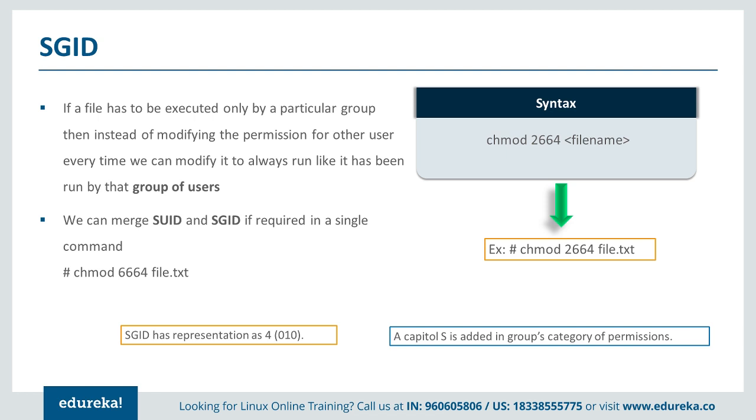SGID is again the same. For SGID, again the line is 4. SGID has got the representation of 4. So if we want to merge SUID and SGID, what we can do is, SUID has got the representation of 2, because 010 is 2, 001 is 1, 100 is 4. So SGID has got a representation of 4. And if we combine 4 and 2, it is 6. So if you give a chmod of 6664, then we can merge SUID and SGID.